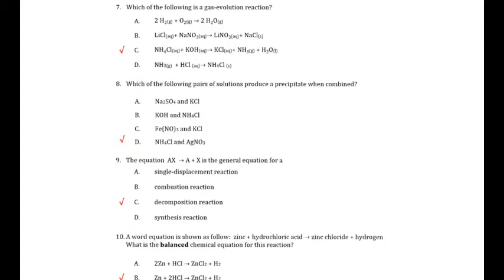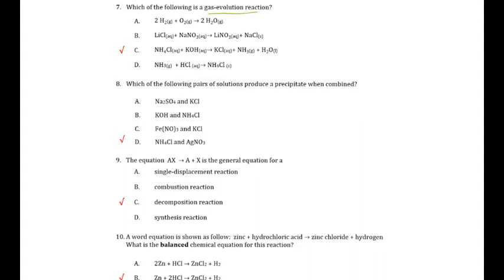Let's look at this question. Which of the following is a gas evolution reaction? If a reaction involves hydrogen gas or oxygen gas or nitrogen gas, it's a gas evolution reaction. It's a reaction which evolves gas. How can we know if they're a gas? By looking at the equation. If the result has G, it's a gas evolution reaction.